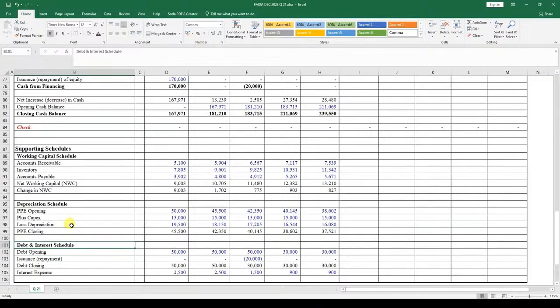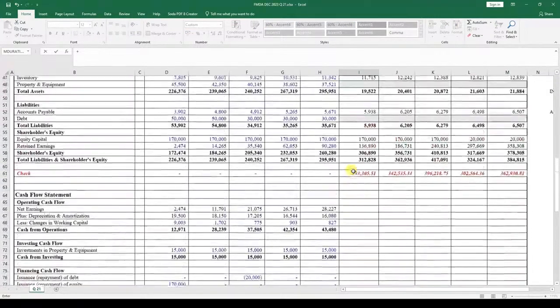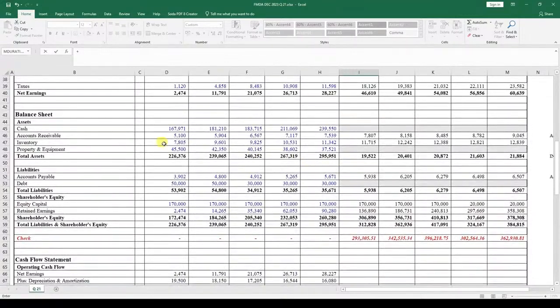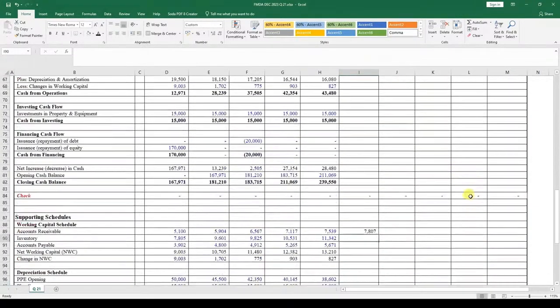These three schedules are instrumental towards filling in the missing items in the balance sheet, income statement, and the cash flow statement. So from here, the accounts receivable, you remember we had modeled it just above in the balance sheet. So we just link it with the accounts receivable here, and we put enter.